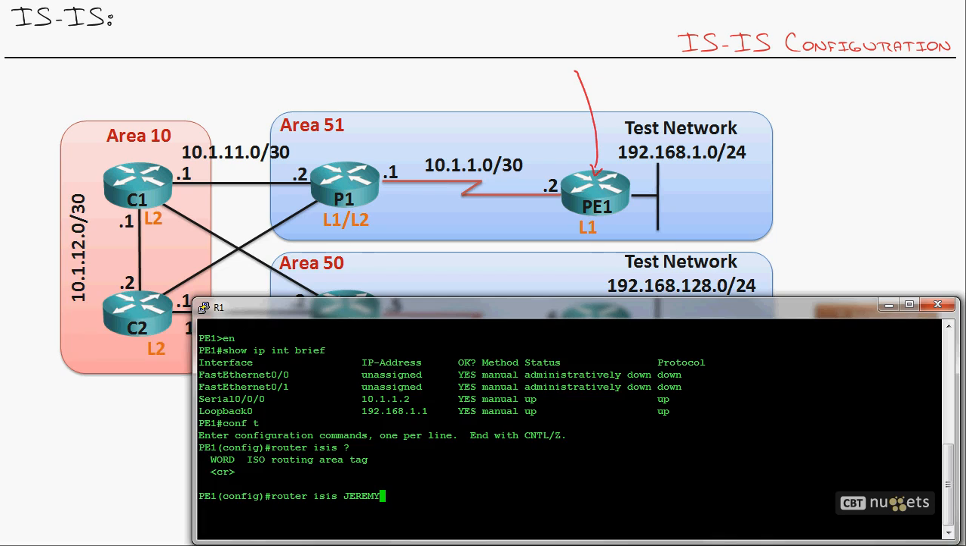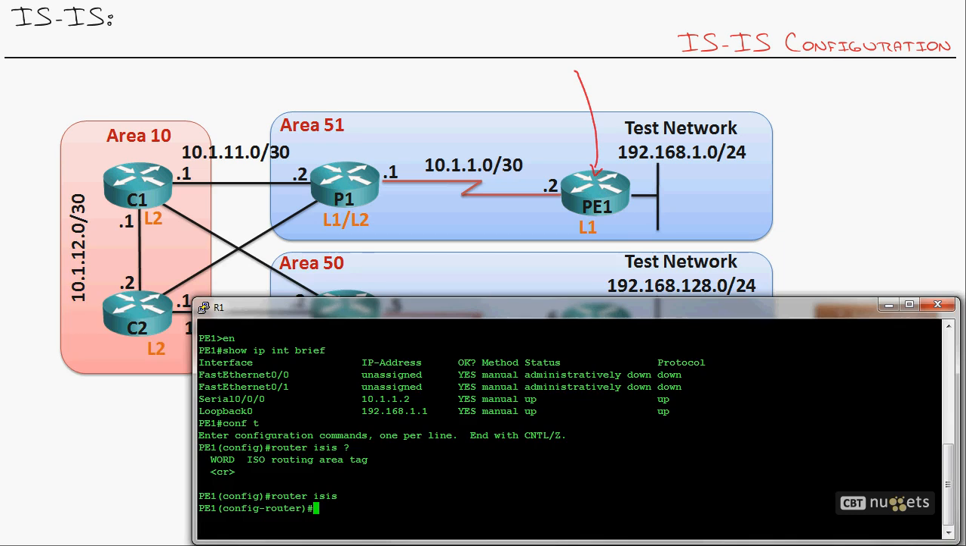But let me give you a tip. You don't want to do that. Just hit enter. Essentially, that creates router ISIS with a blank tag. Unless you have some very weird reason for running multiple ISIS processes on your router, which maybe in a virtual router instance scenario you might do that.